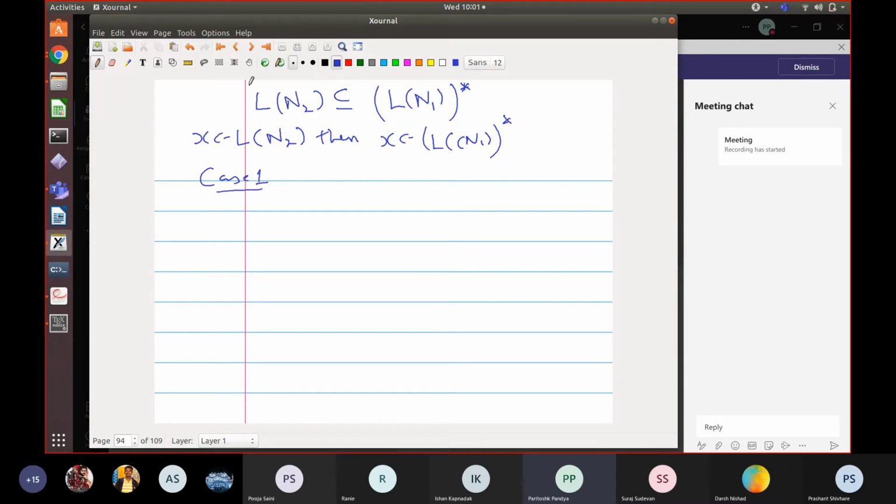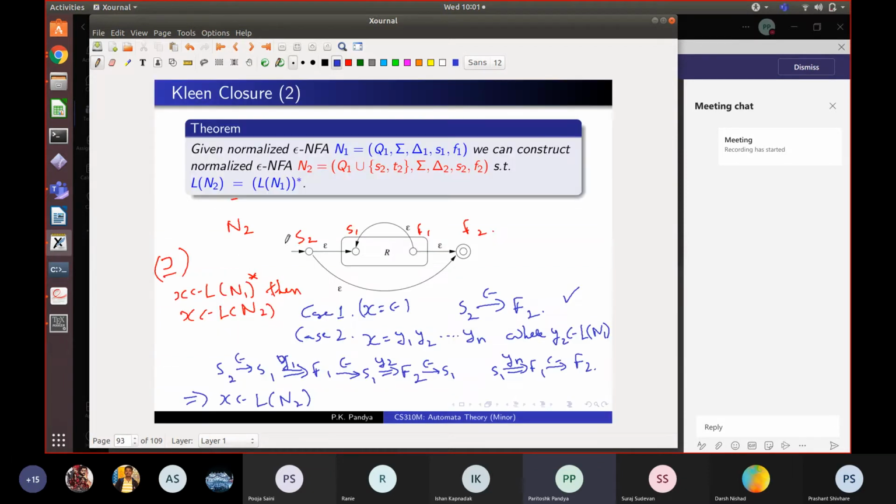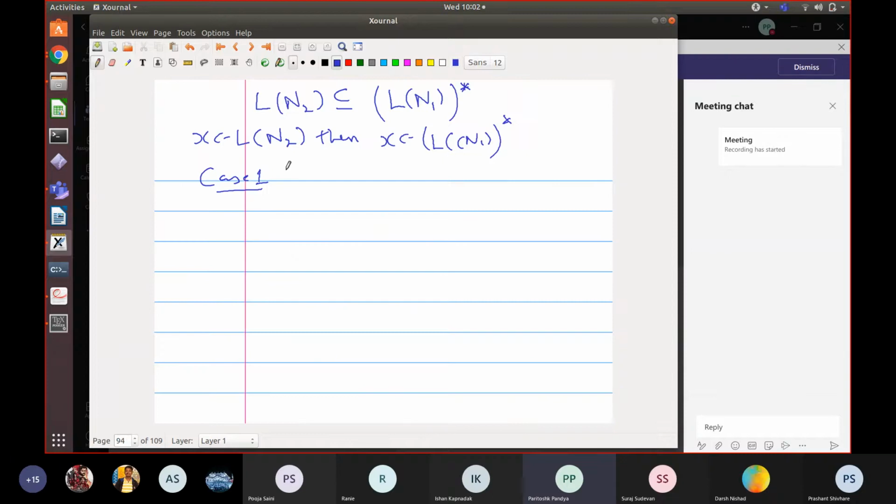Case 1. How can this newly constructed N2 accept a word? In order to accept the word, it has to go from S2 to F2, because S2 is its unique start state and F2 is its unique final state. One possibility is that it takes this epsilon transition and goes to F2, in which case it accepts the empty word, epsilon. That is one possibility. Agreed? So let's first look at that case. Case 1 is that it goes from S2 on an epsilon to F2 directly, that is, it accepts the word epsilon.